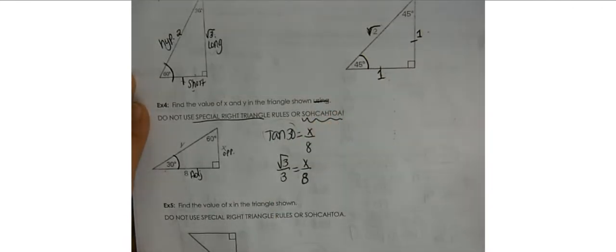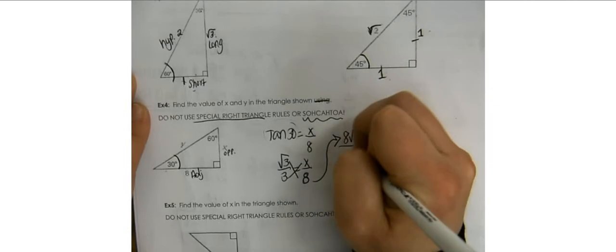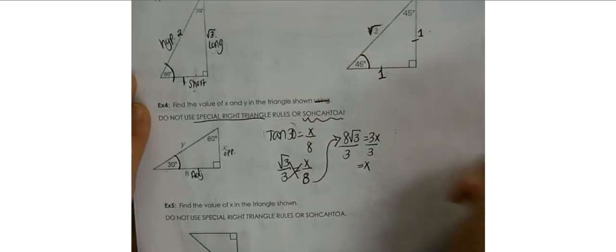So from here I'm going to use cross product, and I end up with 8 times the square root of 3 is equal to 3x. I'm going to divide both sides by 3, and we find our answer to be 8 square roots of 3 over 3. And that is our exact answer.